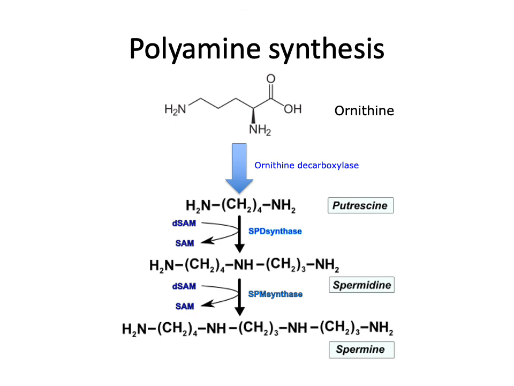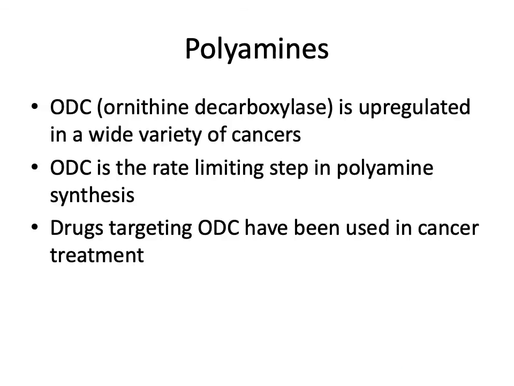Once we get to putrescine, the 3-carbon chain with an extra amino group is added using S-adenosylmethionine to produce spermidine, and then if we add the same 3-carbon amine to the other end, we get spermine. So again, ODC, or ornithine decarboxylase, is upregulated in a wide variety of cancers, and not just in cancers, but any fast-growing tissue is producing a lot of polyamines, and so they're upregulating ornithine decarboxylase.